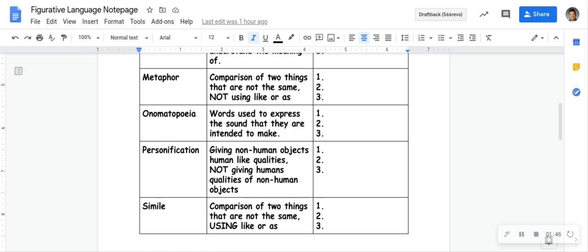They're sound words. Personification. Here's what I'm seeing with personification: you guys are giving non-human objects human-like qualities. So to say that someone is standing stiff as a board is not a personification. You're giving the human qualities to the board.